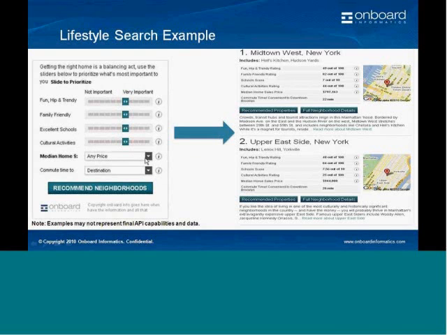In addition, we can put in the desired median home price, and if we wanted to do commute time to a destination, we could put someone's work address in here, and then click on recommend neighborhoods. So based on this stuff, this is what could be returned.